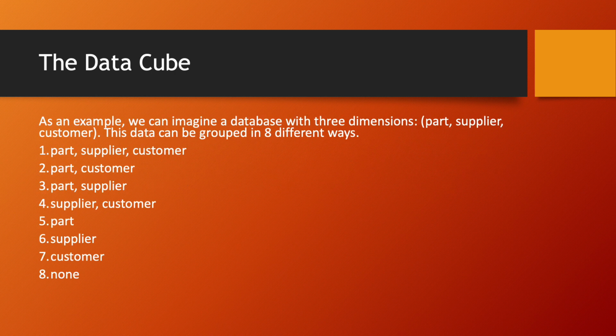The data cube. As an example, we can imagine a database with 3 dimensions: part, supplier, customer. This data can be grouped in 8 different ways: part, supplier, customer, part customer, part supplier, supplier customer, part supplier customer, and none.